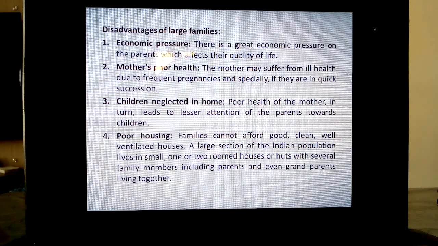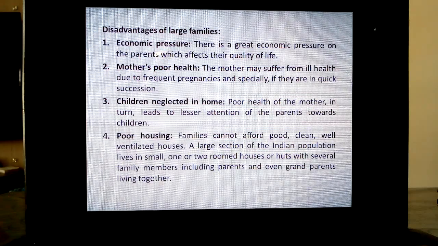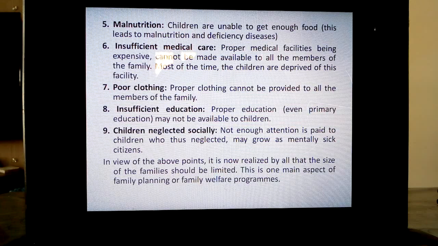Children neglected at home. Poor health of the mother in turn leads to lesser attention of the parents towards the children. The mother is not healthy, she cannot take care of the children properly. Poor housing. Families cannot afford good, clean, well-ventilated houses. A large section of the Indian population lives in small 1 or 2 room houses or huts with several family members, including parents and even grandparents living together. Malnutrition. Children are unable to get enough food. This leads to malnutrition and deficiency diseases because they won't get proper nutrition.